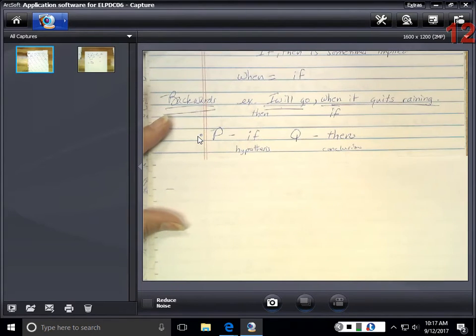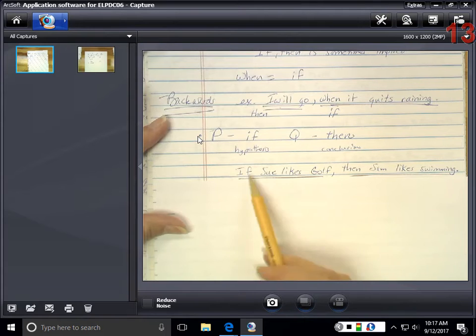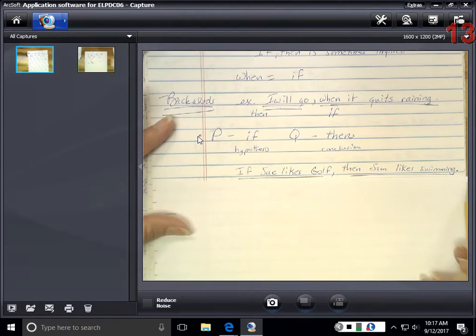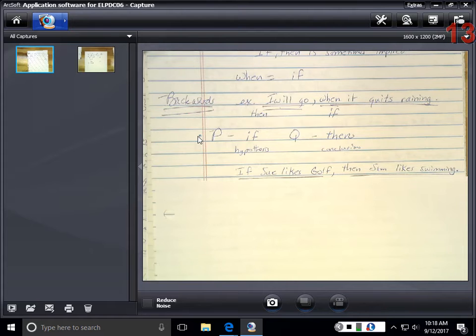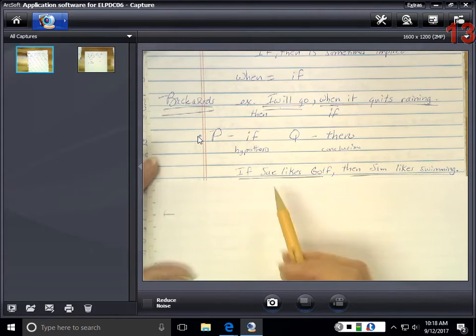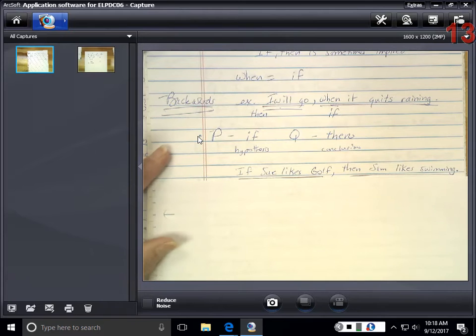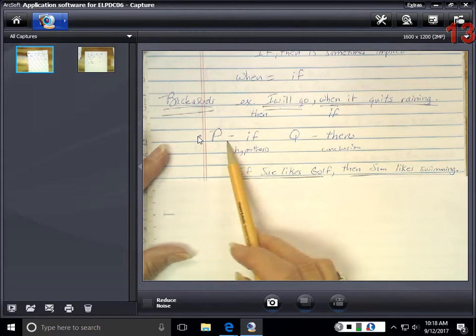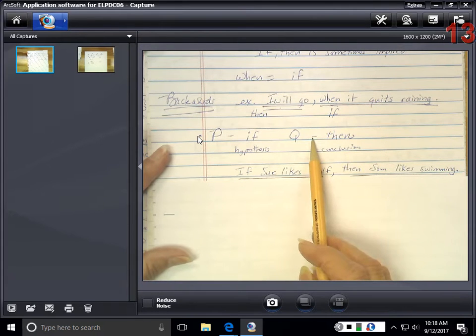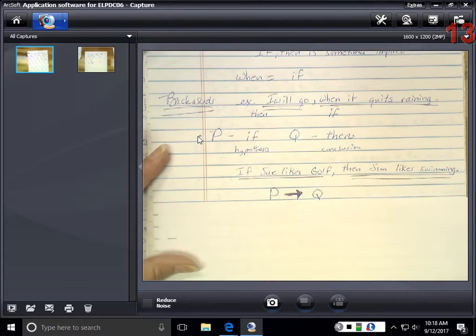Okay. Now, if Sue likes golf, then Sal likes swimming. There's your example. If Sue likes golf, then Sal likes swimming. Okay, the hypothesis is Sue likes golf. The conclusion is Sal likes swimming. Now, if I want to use P and Q for these and make my sentence, I would put a P here, I would put a Q there, and I would put an arrow, which stands for if-then. So the little arrow stands for if-then.